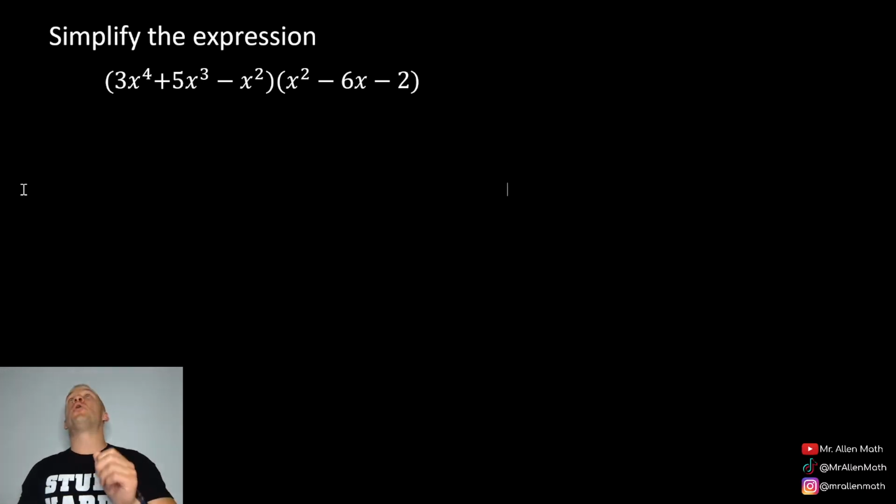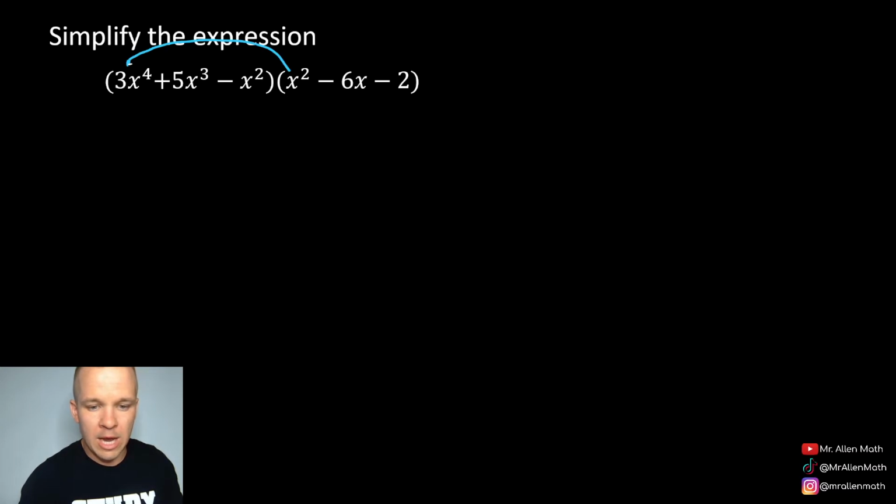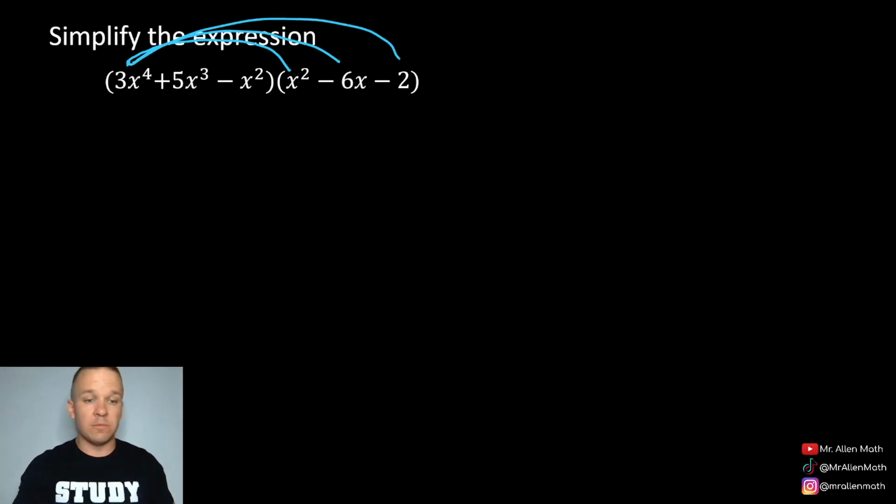It's going to get cray. All right. Same idea, though. We're going to take each term and multiply to all three terms in the second set of parentheses here. So I'm going to start with my 3x to the fourth. We'll go with blue, and we're going to multiply the x squared to the negative 6x and to the negative 2. So let's do it.